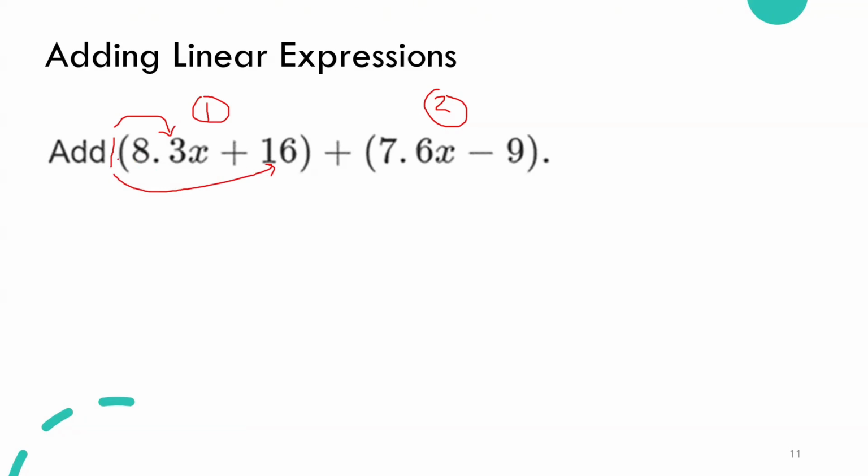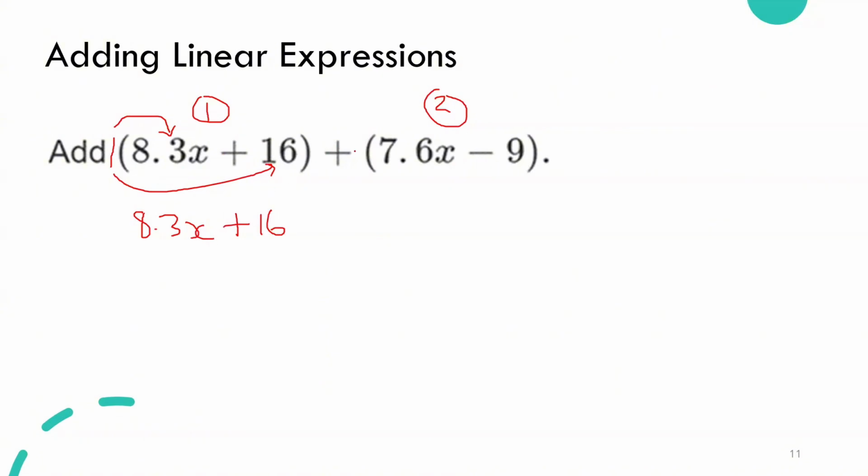So we are going to have 1 times 8.3x, which is equal to 8.3x. Positive 1 times positive 16 is going to be positive 16. So if you notice, what we have there in the parentheses is the same thing as what we have after we remove the parentheses.